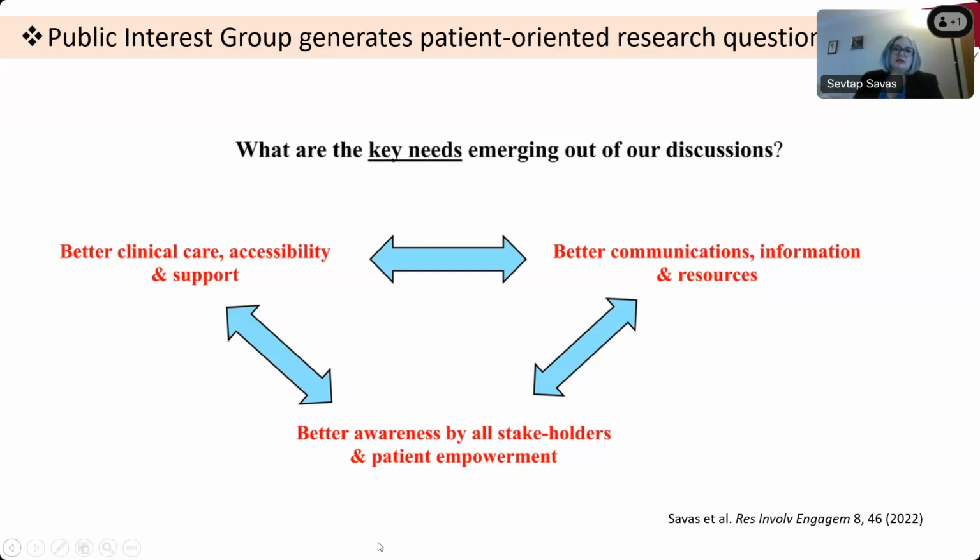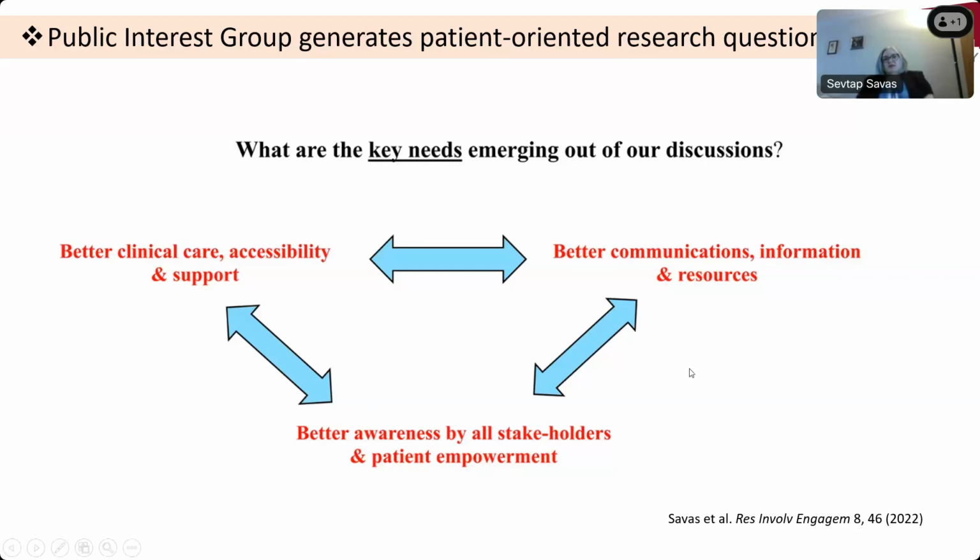And the third one is, of course, there was a need for better awareness by all stakeholders, from governments to society, to our neighbors, to our schools, to workplaces, about the experiences and needs of cancer patients and families. And as a result, patients and families could be empowered.